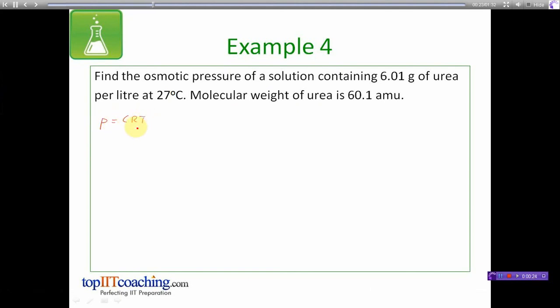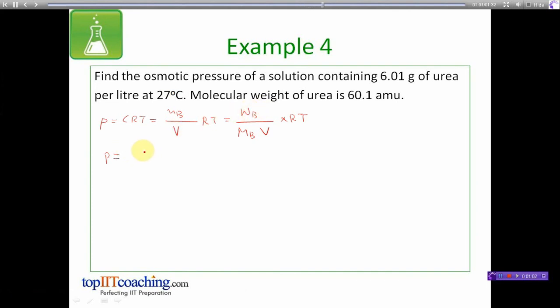We know the formula of osmotic pressure is P is equal to CRT, that is NB upon V RT, which can again be written as WB upon MB into V whole into RT, where WB is the weight of the solute, MB is the molecular weight of the solute, V is the volume of the solution, R is the gas constant, and T is the temperature on Kelvin scale.